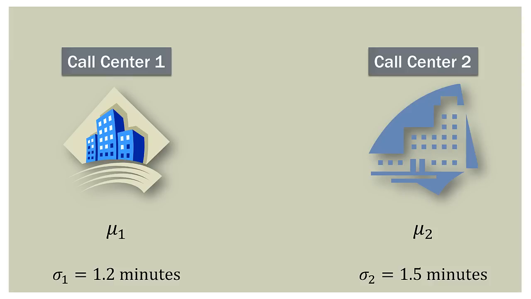Now in other types of problems, and actually in the problems that are most prevalent, we do not have these sigmas, and therefore we have to estimate them using sample data. But for this type of problem, we are going to assume that we have the 2 sigmas. So for call center 1, the population standard deviation is 1.2 minutes, and for call center 2, the population standard deviation is 1.5 minutes.